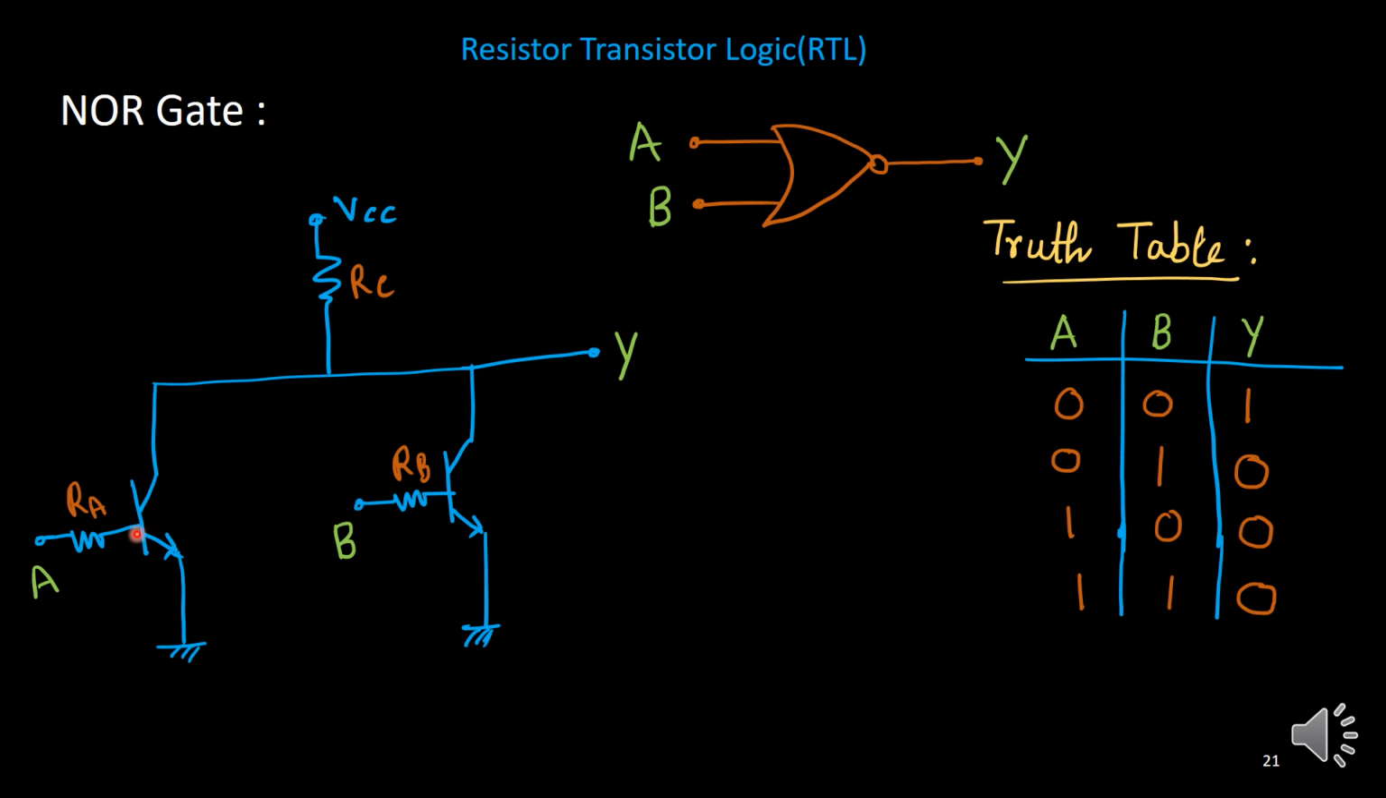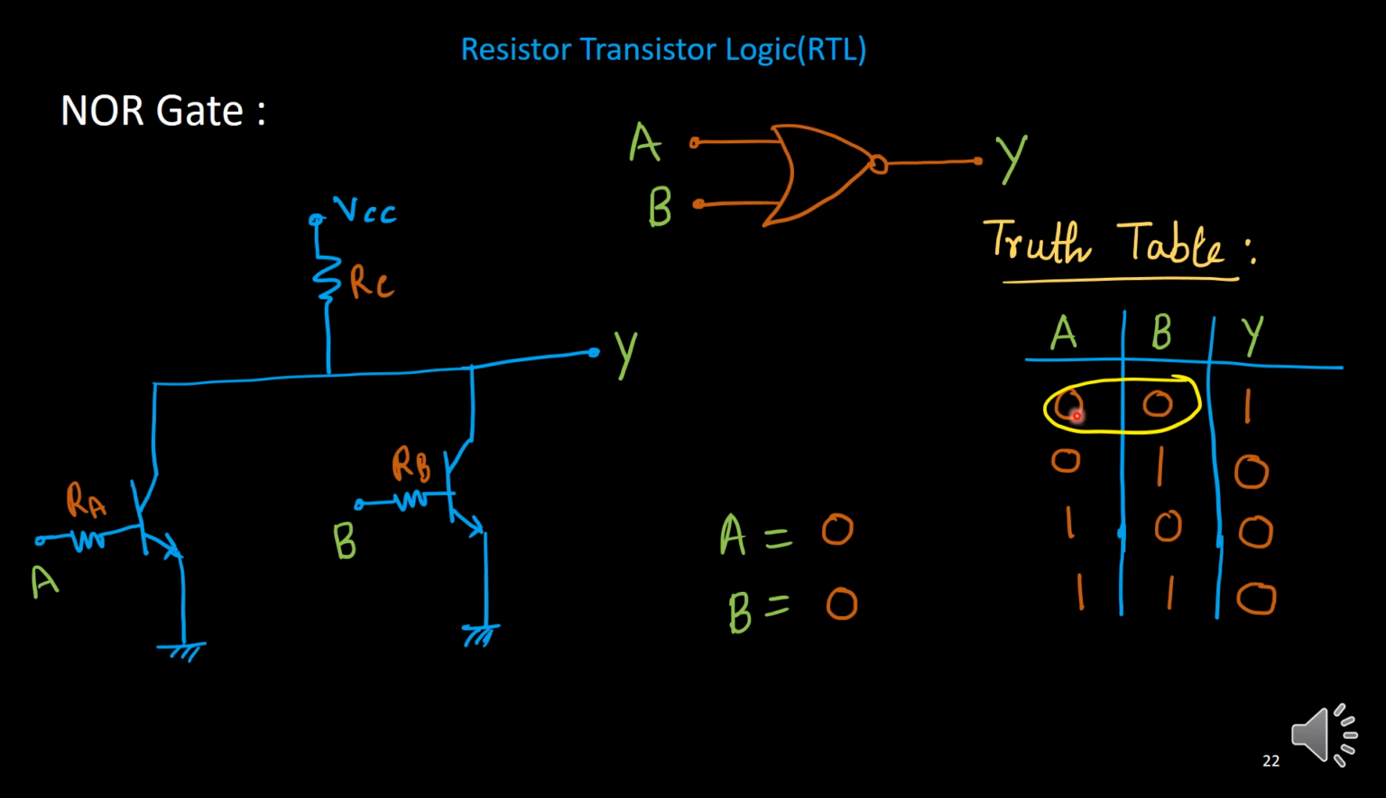Now we want to understand how it will work. It is very simple, very similar operation. You understand that when a transistor is on, it is in the saturation region, and it is shorted to ground. When a transistor is off, it is an open circuit. Same philosophy we will be using.